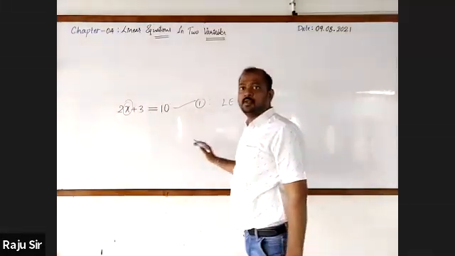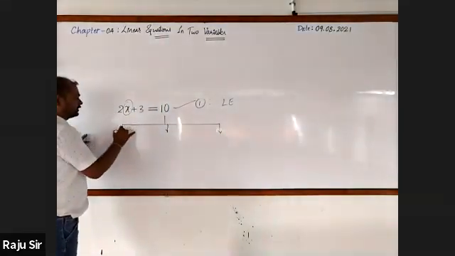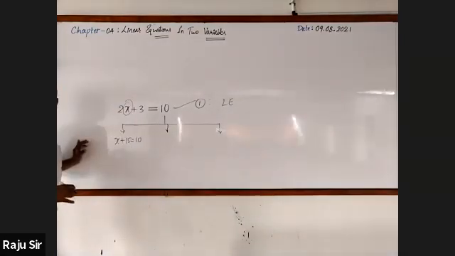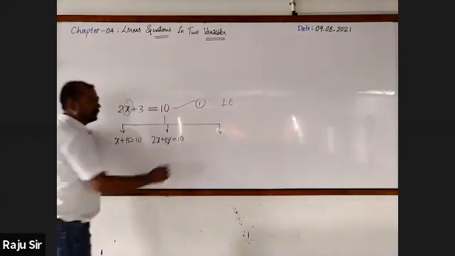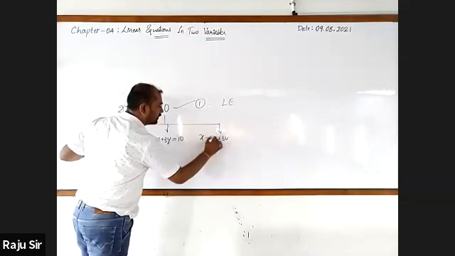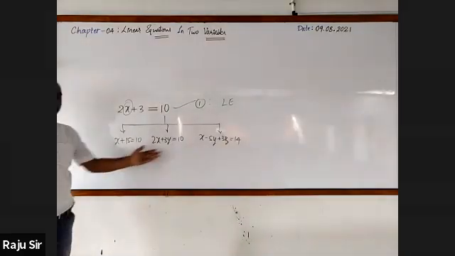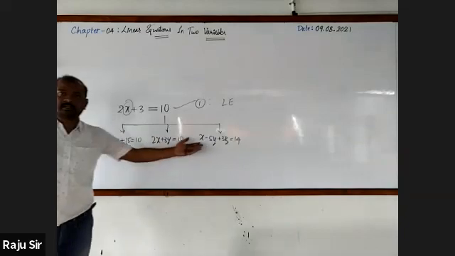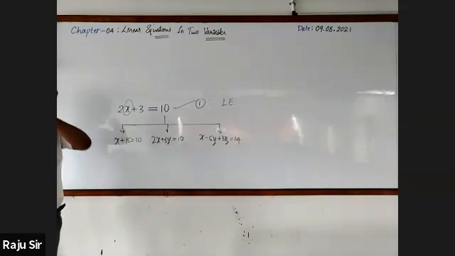Let me write some more linear equations. Just keep observing. Here it is x plus 15 is equal to 10. 2x plus 3y is equal to 5. x minus 5y plus 3z is equal to 14. Are all these linear equations or not? Yes, sir. Their degree is 1.